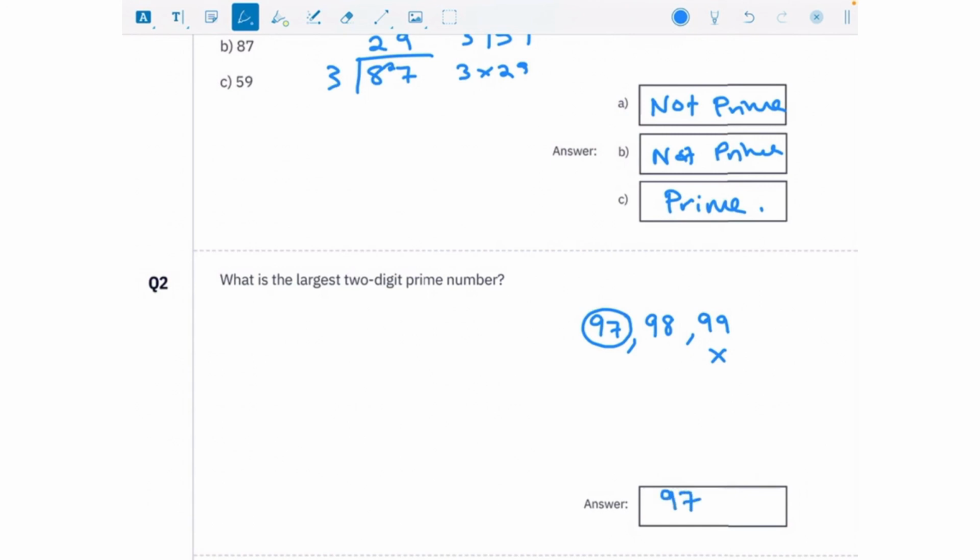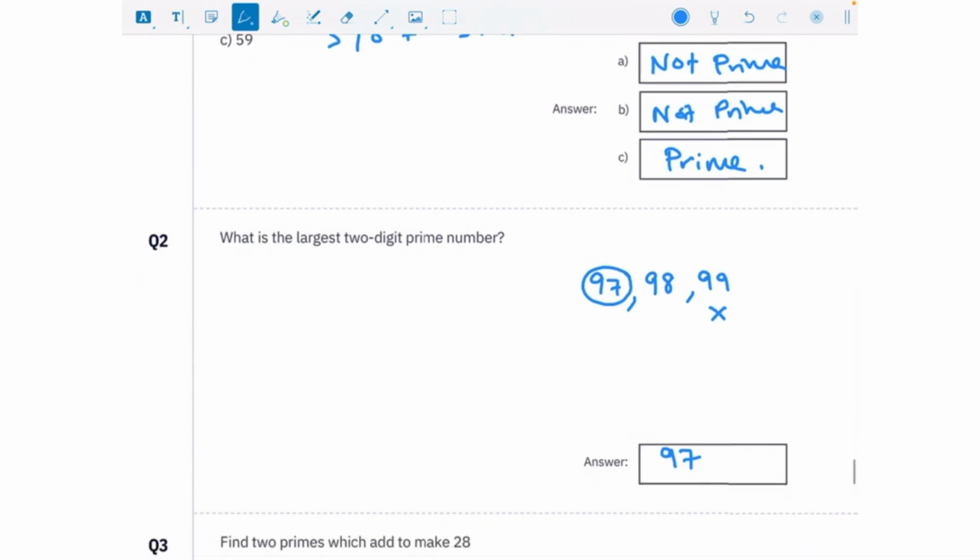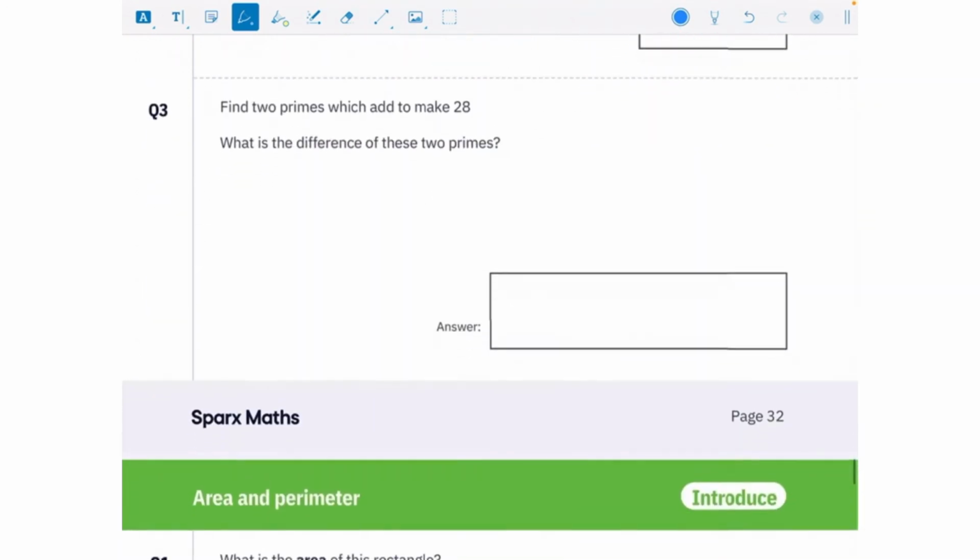So it's just a case of thinking about what times tables it could be in. That's quite a tricky one if you don't just know it. So have a play around with the numbers and see what you can get there.